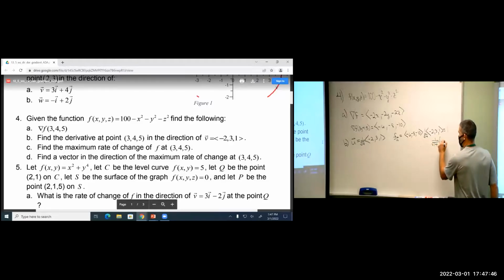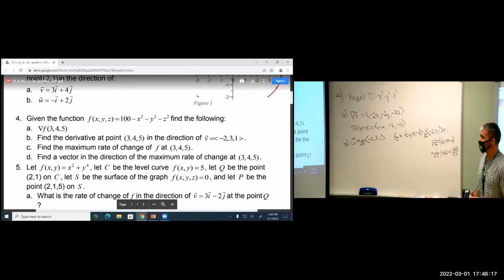So what do we got? We got 12 minus 24 minus 10. So when all said and done, we have 1/rad14 times -22. So -22 over square root of 14. Like I said, the directional derivative is a scalar. That is the rate of change at the point 3, 4, 5 in the direction of V. Questions about B?